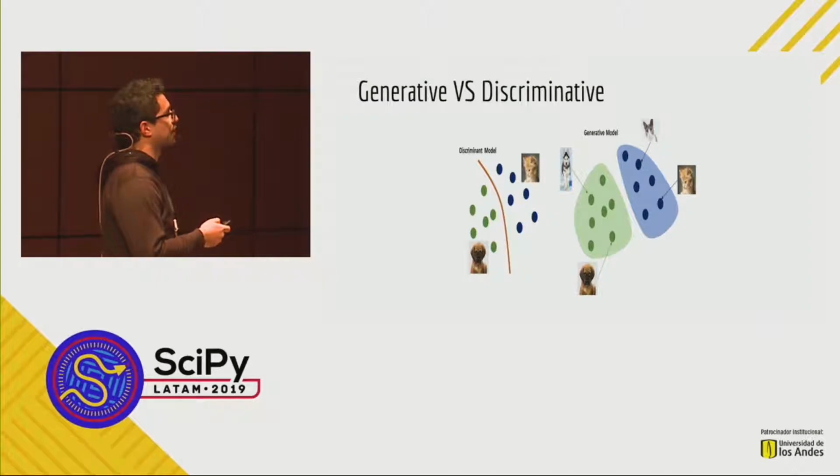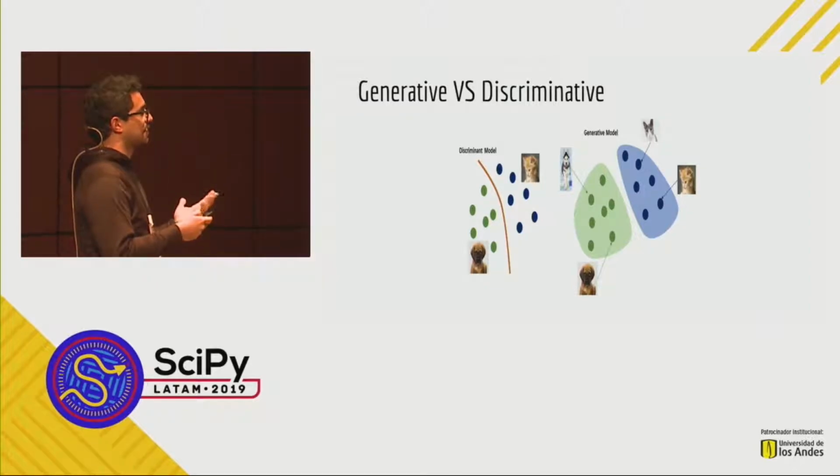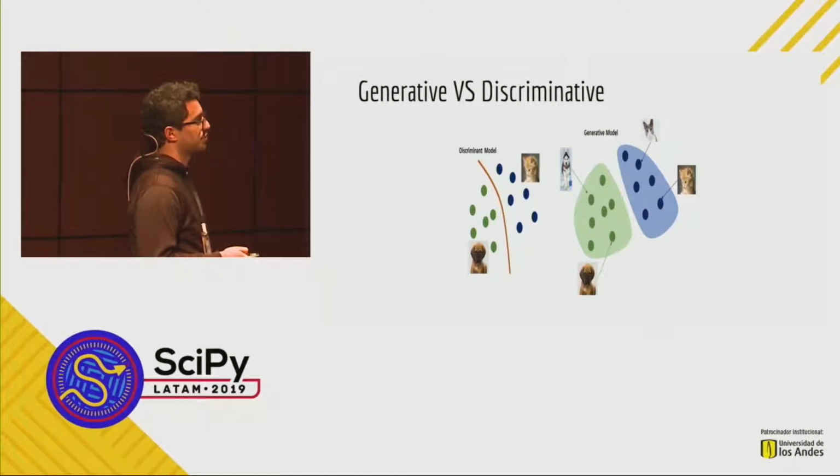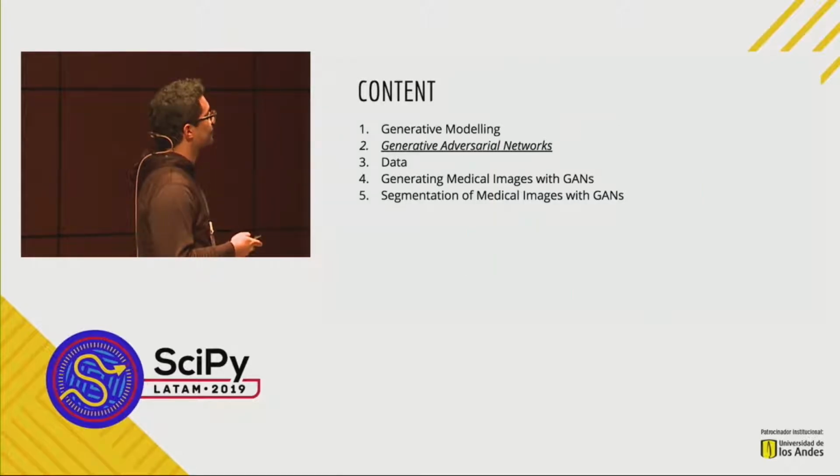This is a graphic description of what I just said. On the left side, there is a discriminative model, where you just want to build a function that separates two classes. On the right side, we have the distribution of both of the classes. That's the difference.